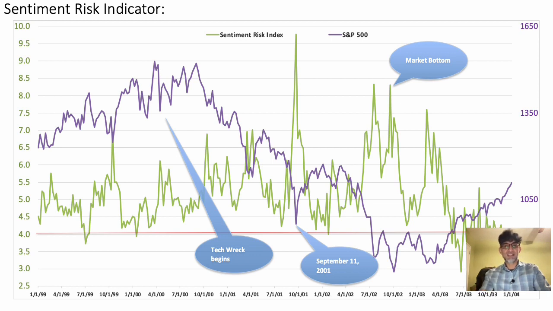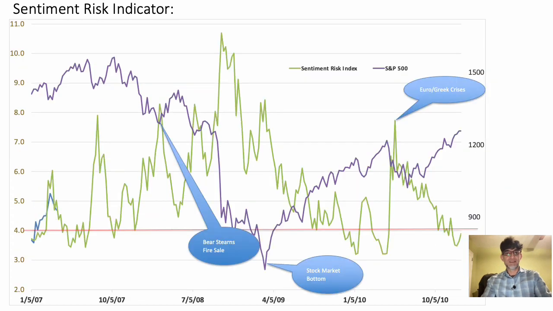So let's go to the next phase I want to talk about. And this is the phase of the financial crisis, preceding it and during the financial crisis. So preceding the financial crisis, the indicator gave a few bearish signals.